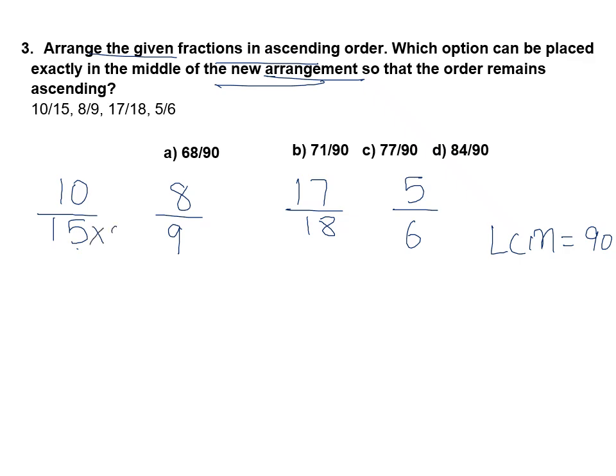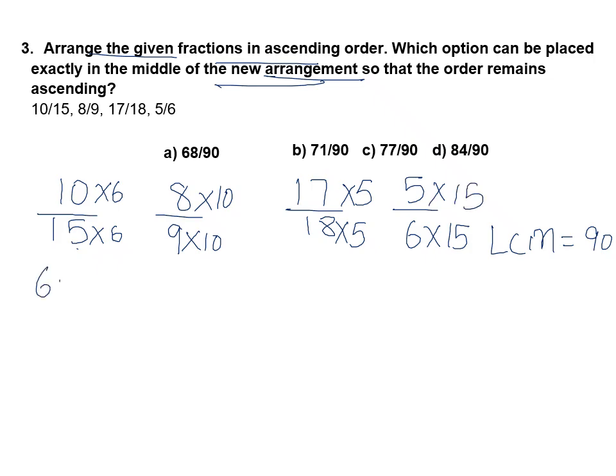So let's multiply this by 6. 15 into 6, I'll multiply the numerator. 9 into 10 will be 90. I'll multiply the numerator. 18 into 5 is 90. I'll multiply the numerator. 6 into 15 is 90. I'll multiply the numerator. So with this I get 60 by 90. I get 80 by 90. I get 17 5s, 85 by 90. I get 75 by 90.